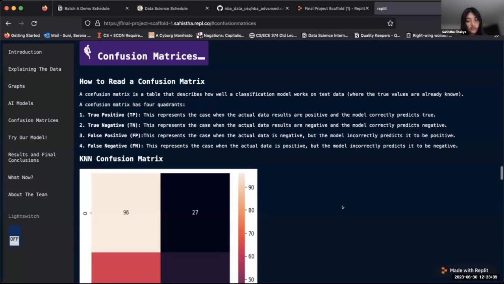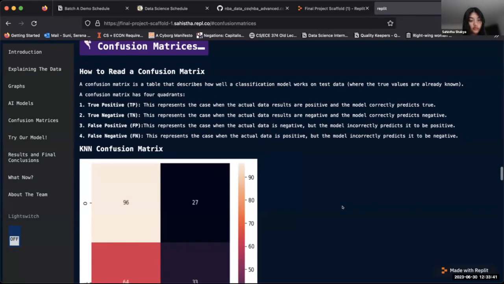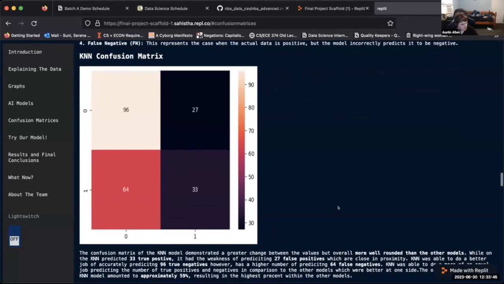And then false negative is just the opposite, and it's when it was positive but it was predicted negative. So for the KNN matrix, it was more well-rounded overall, predicting both wins and losses, while there was 26 true negatives, 33 true positives, 27 false positives, and 64 false negatives.